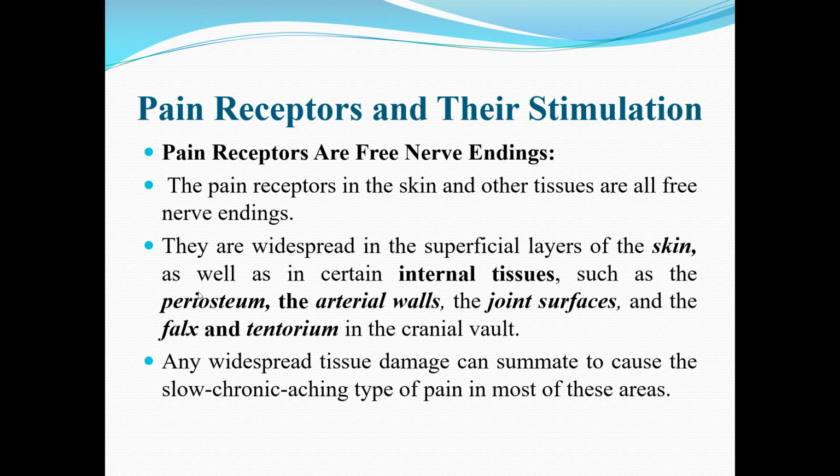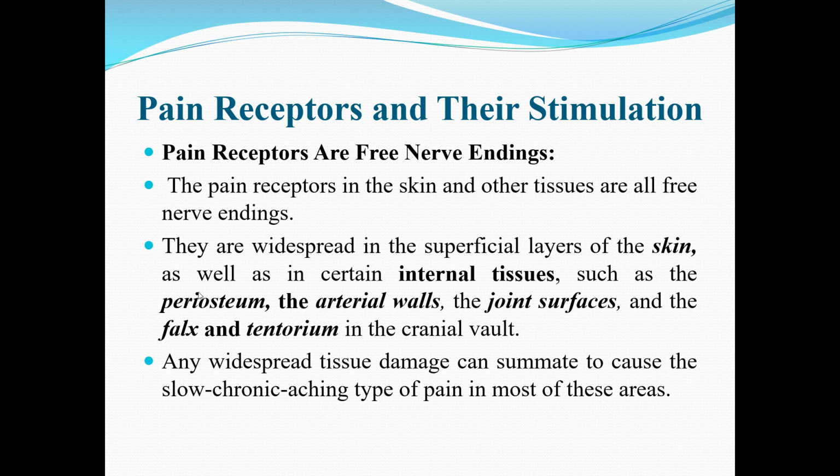Now, what are the pain receptors? As we have done up till now in the classification of receptors, you have learned a lot about different types of nerve fibers, which are modified to form different types of receptors, like Ruffini's endings and Merkel discs. But remember that for the sense of pain, there is always the presence of free nerve endings. The pain receptors in the skin and other tissues are all free nerve endings.